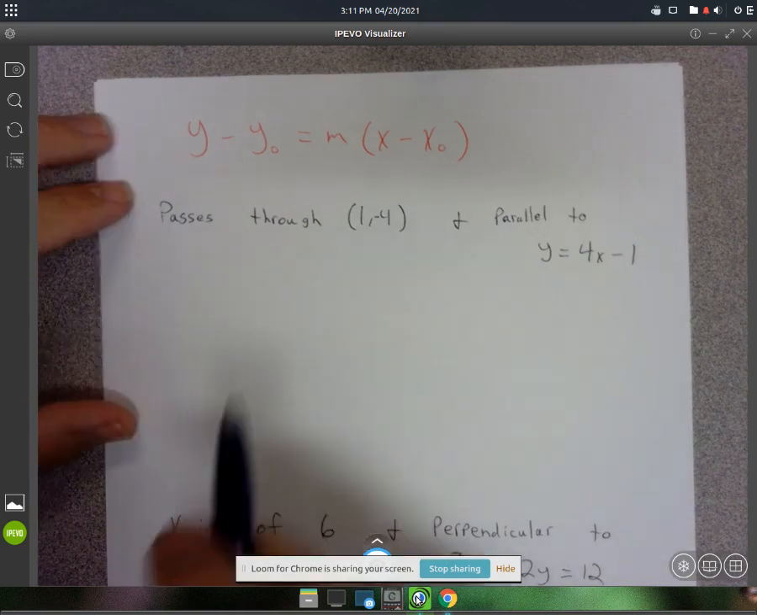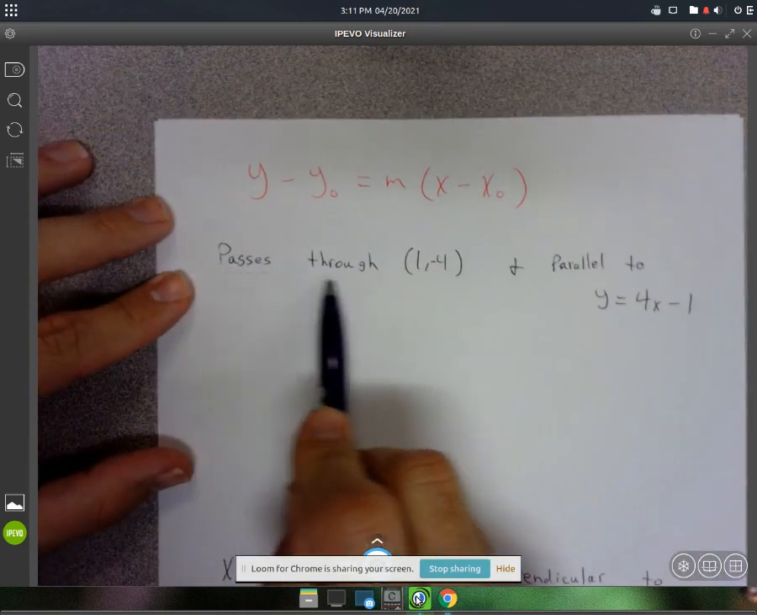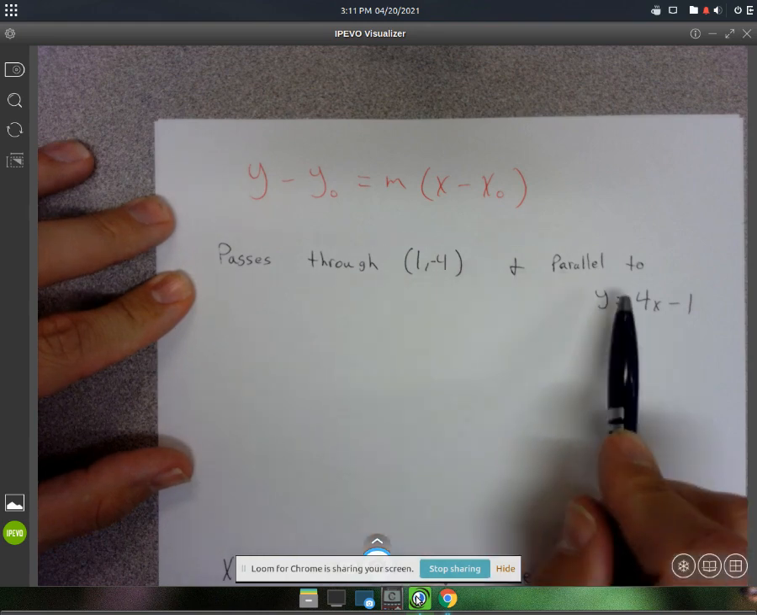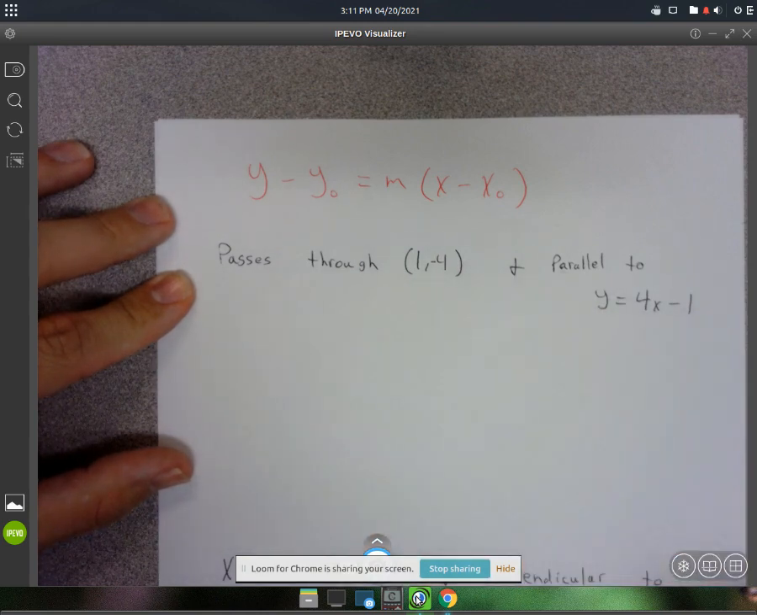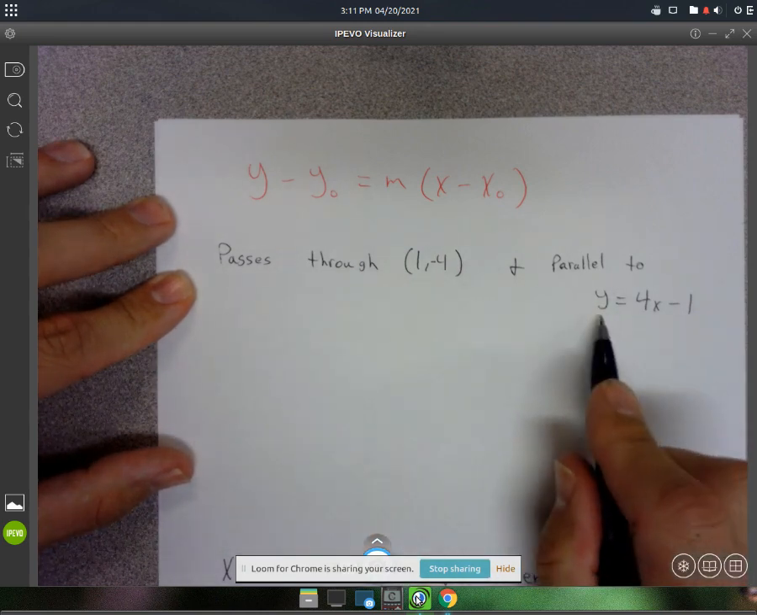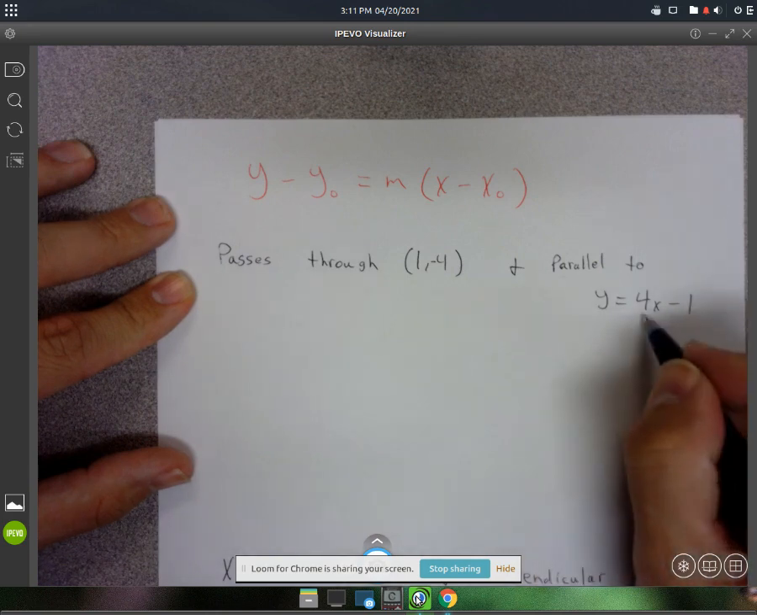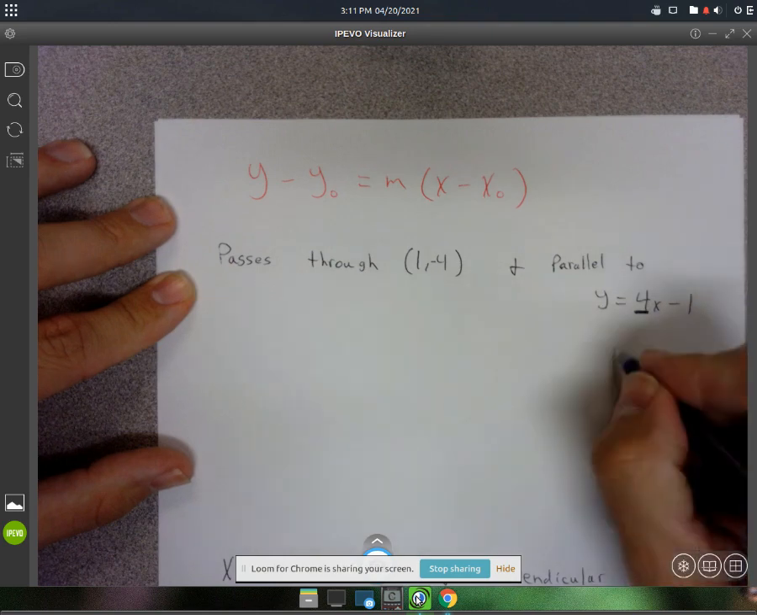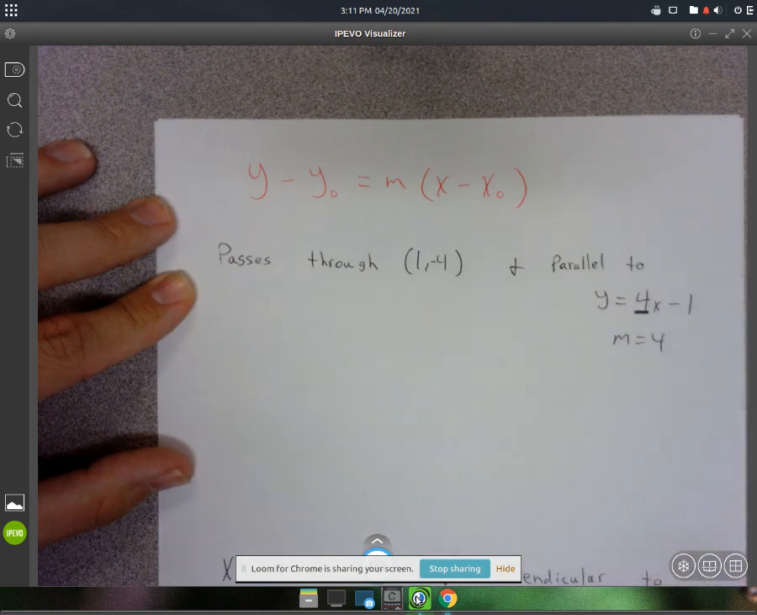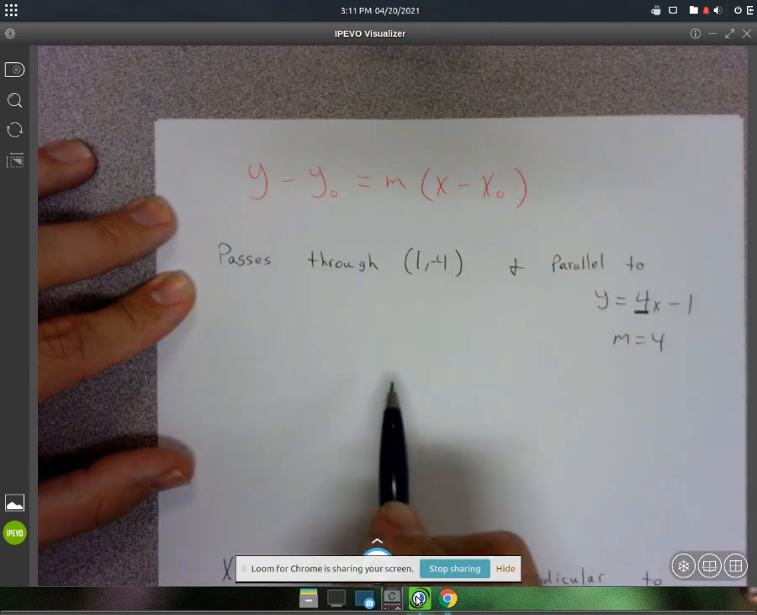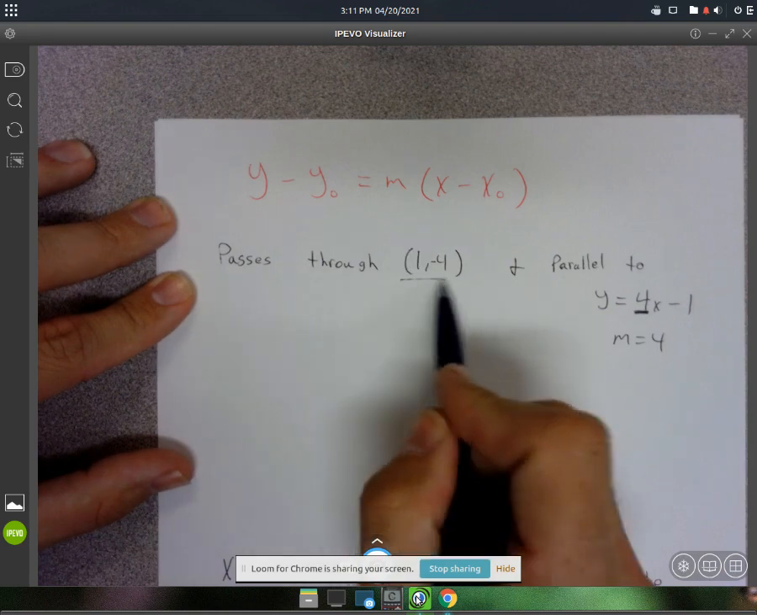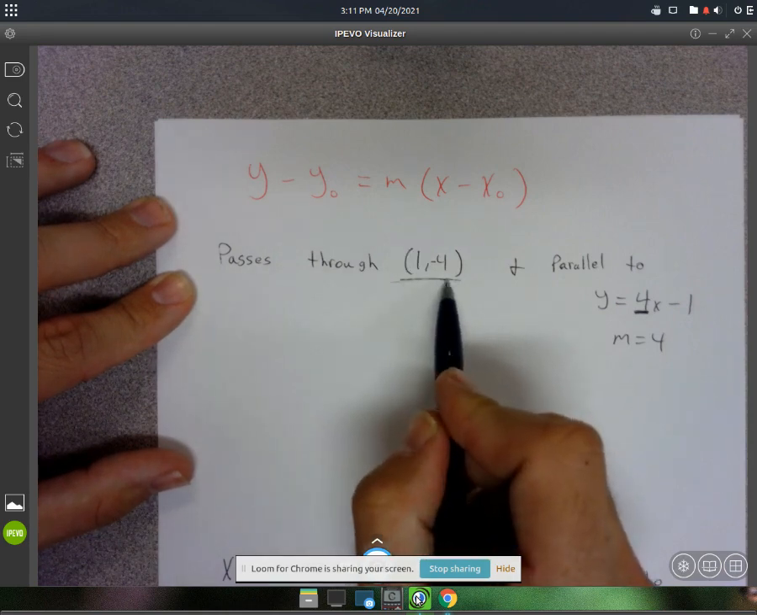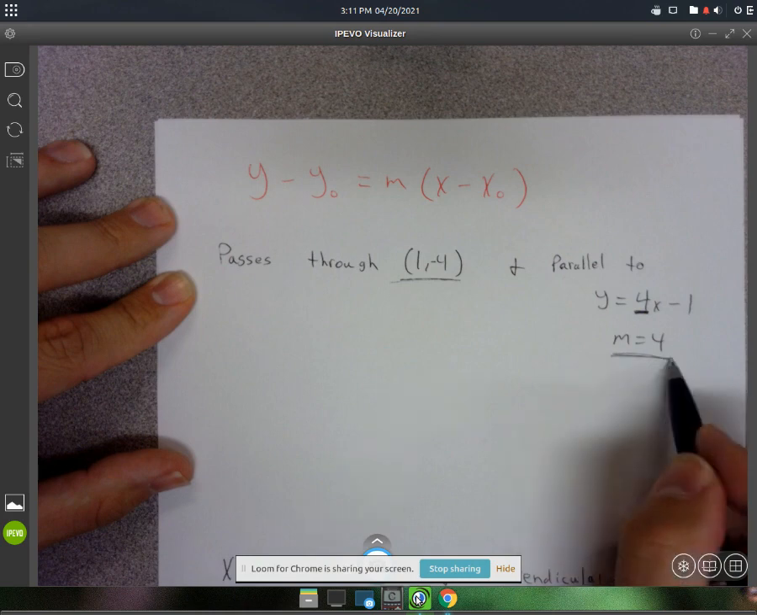All right. So it's going to pass through this point, and it's going to be parallel to this line. Well, since it's parallel to y equals 4x minus 1, it's going to have the same slope. So the m is going to be 4. We already know that. We can go ahead and solve it. We got all the information we need now. We know the point that it passes through, and we know the slope.